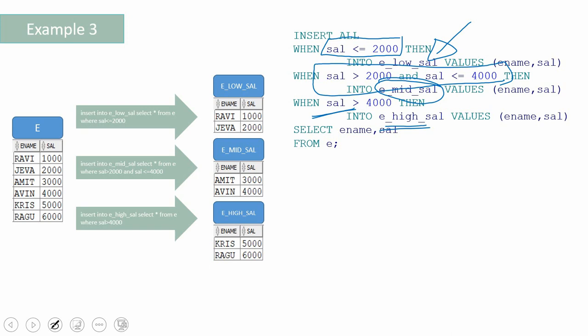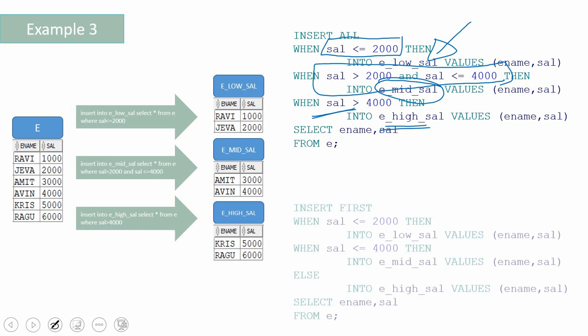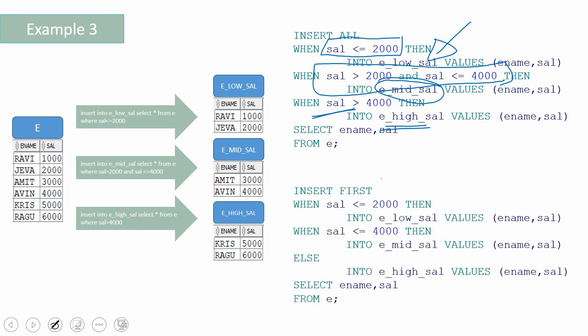Suppose if the same record gets satisfied under two when clauses, then that particular record also will get inserted into the two target tables. Suppose if you don't want that kind of functionality, then there is an option to avoid that. So we have another clause called insert first. What the insert first will do is, whenever a record satisfies the first matching condition, then that particular record will be excluded from the subsequent condition.